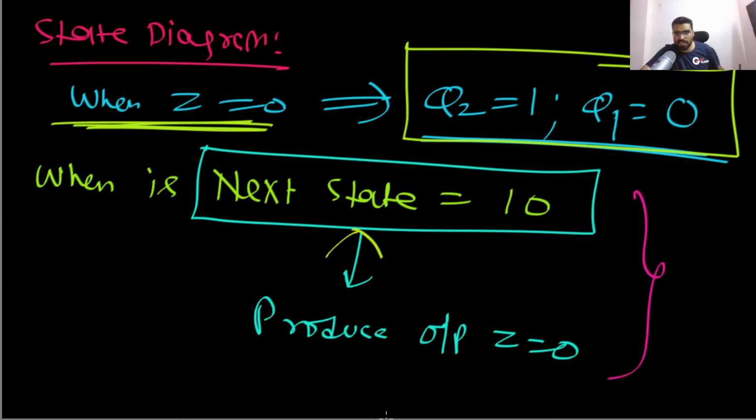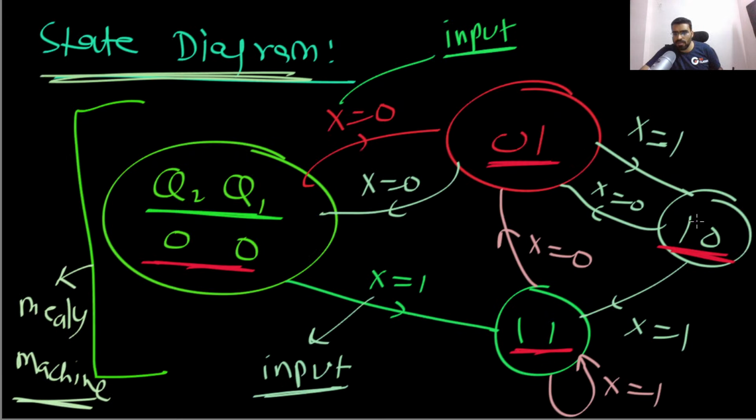Now when will the next state be 1 0? Your next state will be 1 0 only when you are going from here. From this state you are getting 1, and you are in this state.